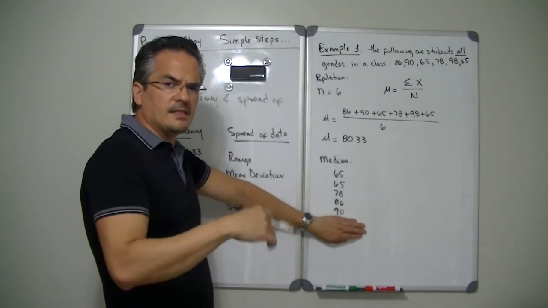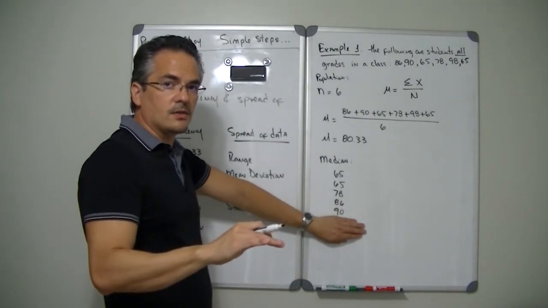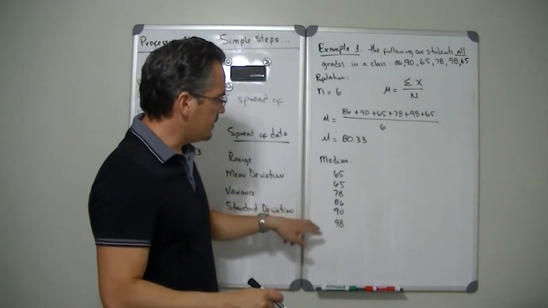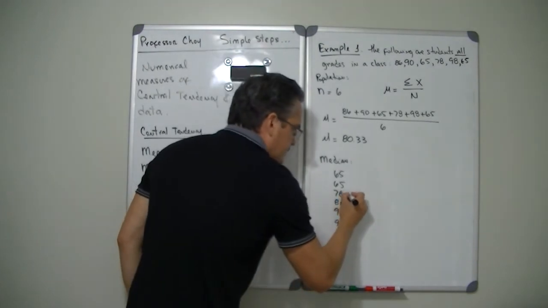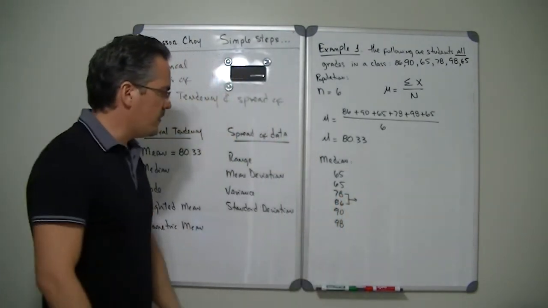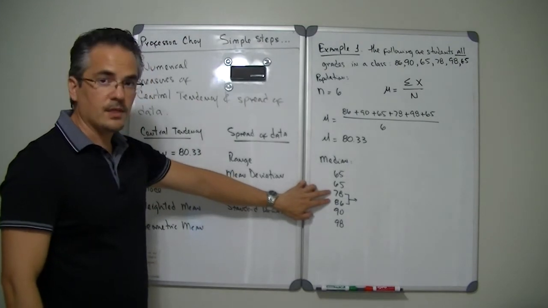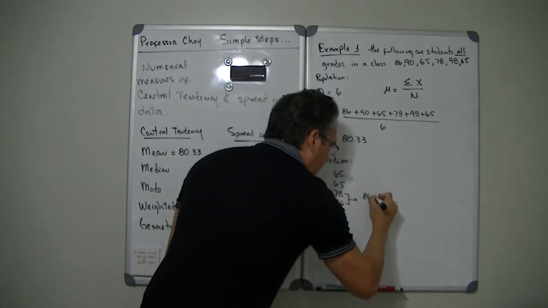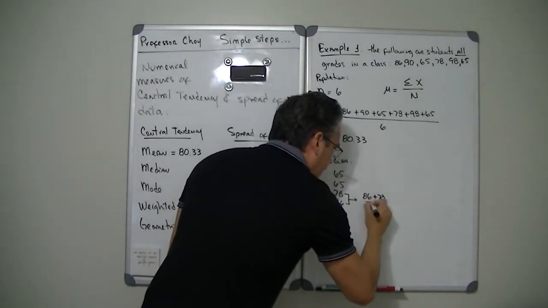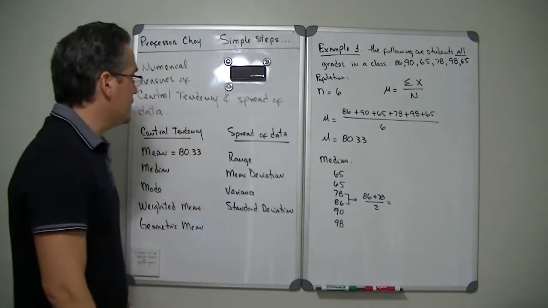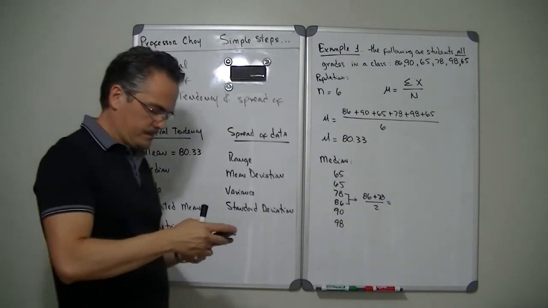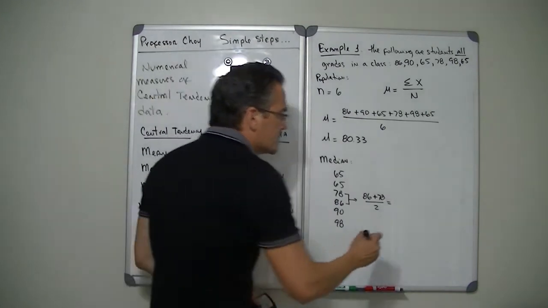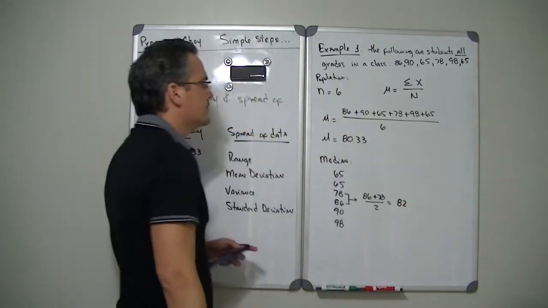But in this case, our data set is not odd numbers, it's an even number. Therefore, what we need to do in order to find our median is we take the two numbers in the center and we find the average between those two, and that's our median. Okay? So we got to do 86 plus 78, divide that by 2, and that's going to be our median. That's 82. All right?